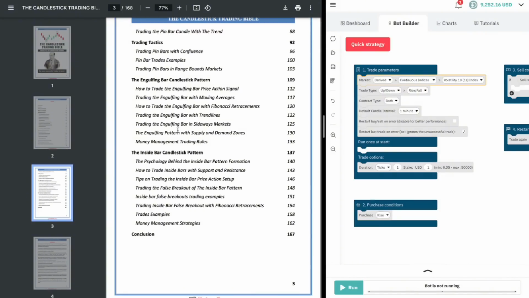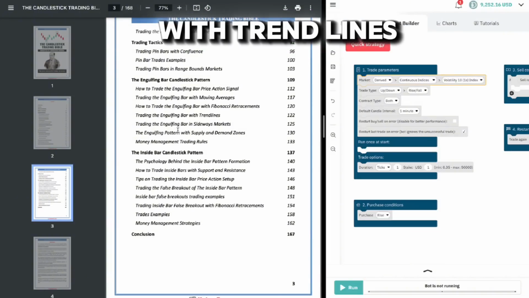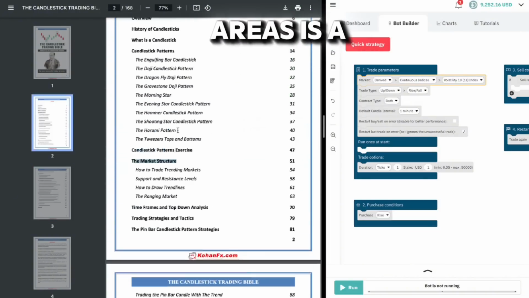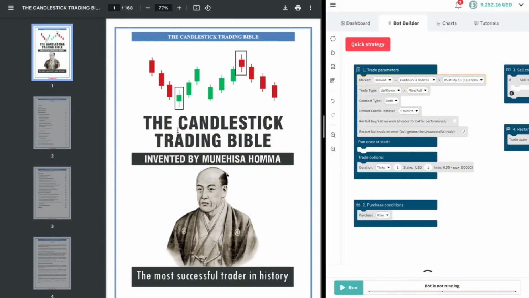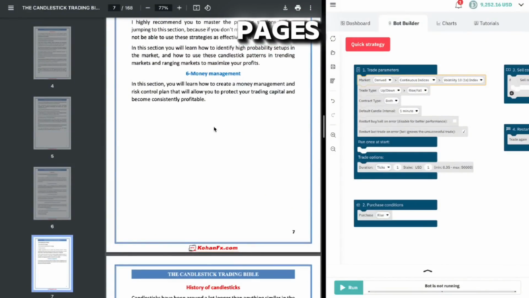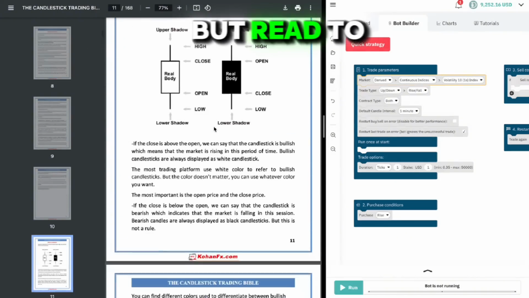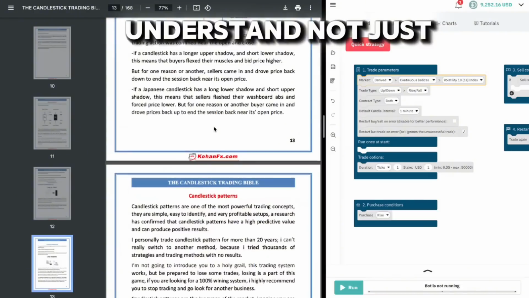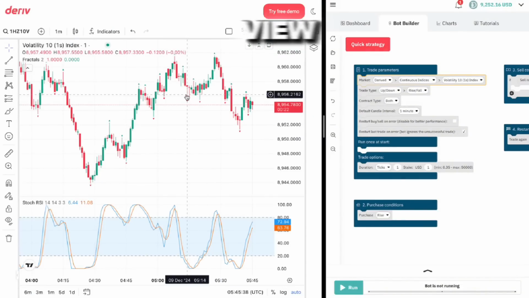Things like Fibonacci retracements, engulfing bar with trend lines. So supply and demand areas is a lot, especially if you're doing typically rise and fall on manual. This would be a good book for you to use. It's just 168 pages. So in a week, you could finish the whole of it, but read to understand, not just reading. All right. So come back to TradingView.